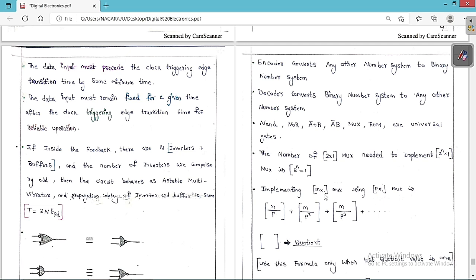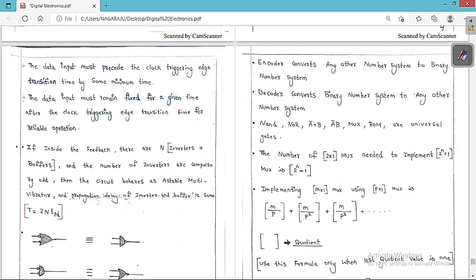Now, implementing the n cross 1 MUX using p cross 1 MUX, I have already told you. So we are implementing the n cross 1 MUX using the p cross 1 MUX, which means n is greater than p. The easy way to do this is n by p plus n by p square plus n by p cube, and like that you have to take the quotient value.